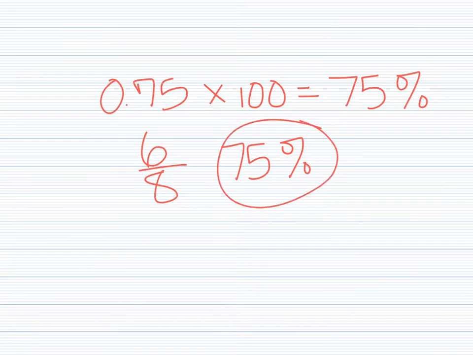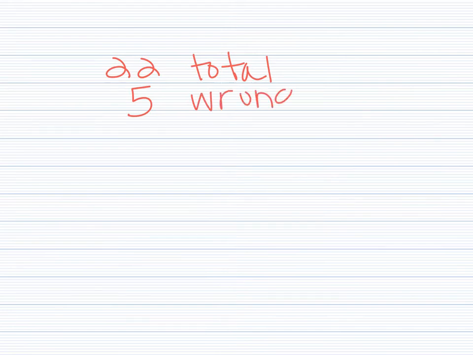Here's another example. This time, let's say that there were 22 total problems. You got 5 wrong. Subtract to see how many you got correct. 22 minus 5 is 17.